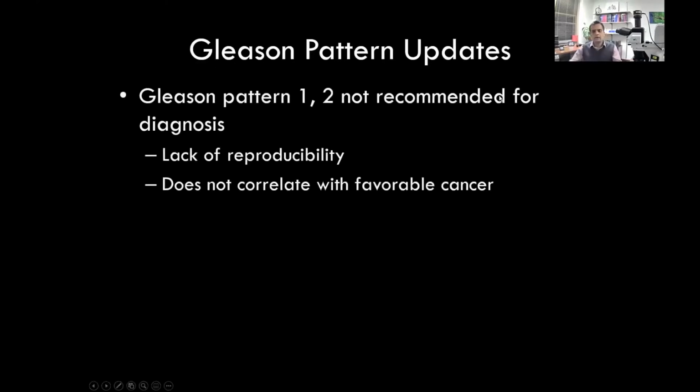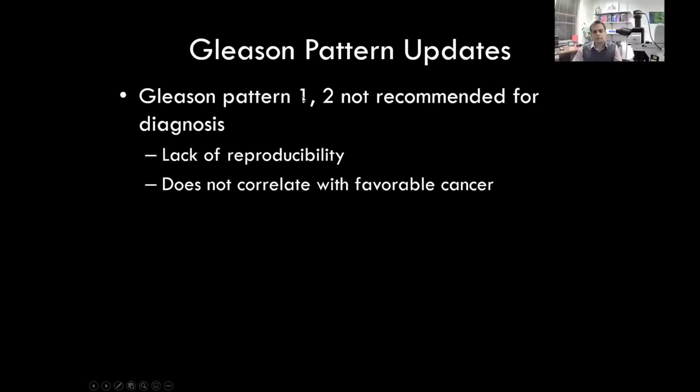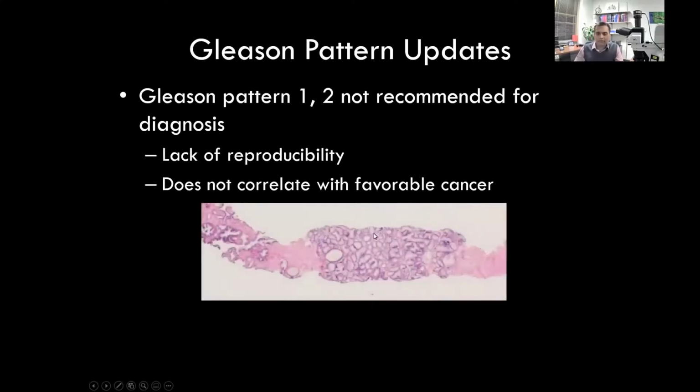We all know this very well. When Gleason designed the Gleason scoring system, he had everything from Gleason pattern 1 to Gleason pattern 5. But now we know that we don't ever use Gleason pattern 1 or Gleason pattern 2 because of the lack of reproducibility, especially in a biopsy setting. And we also know that Gleason pattern 1 and Gleason pattern 2 don't necessarily correlate with a more favorable cancer than Gleason pattern 3. So let's look at an example here.